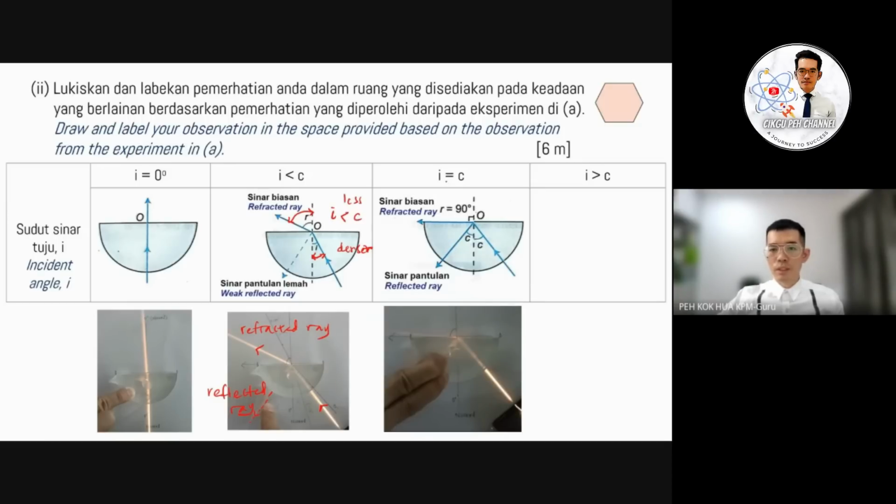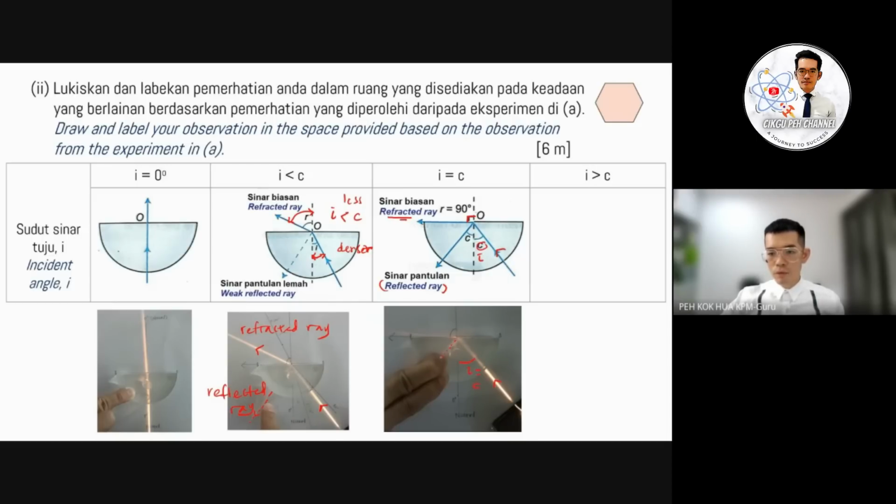Then next will be the observation for I equal to C, where the refracted angle here is equal to 90. So our incident angle here will be known as the critical angle. The refracted ray will become sharper. Here the incident angle will be known as C.